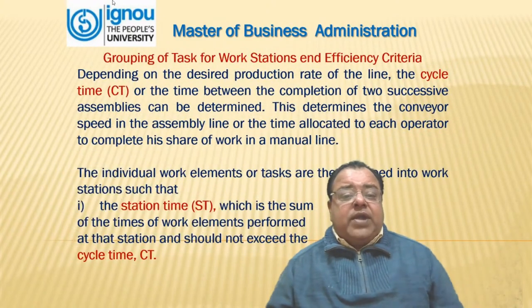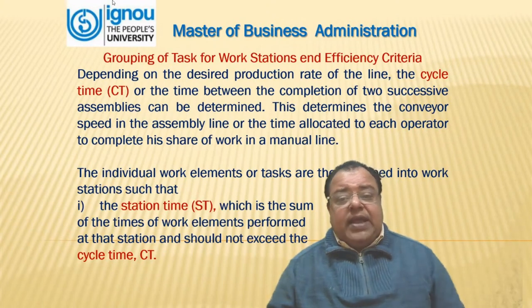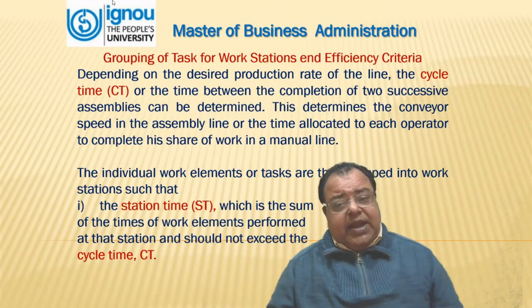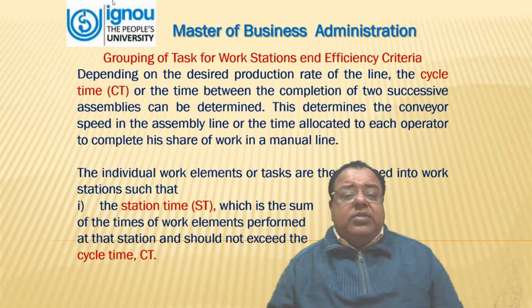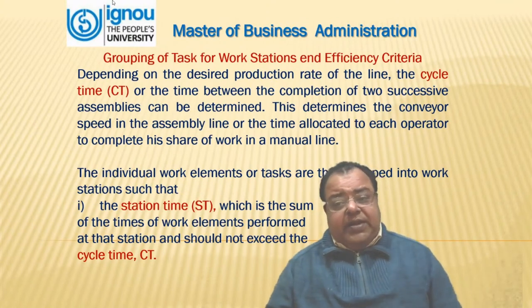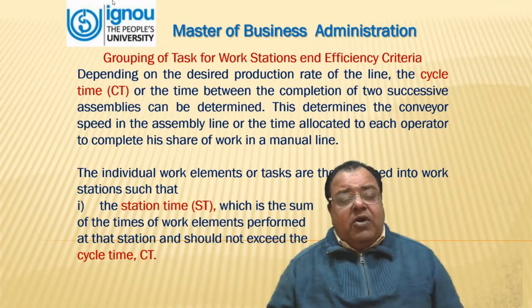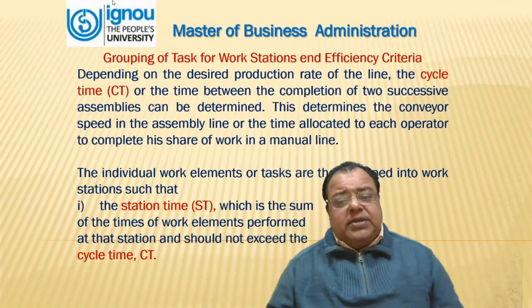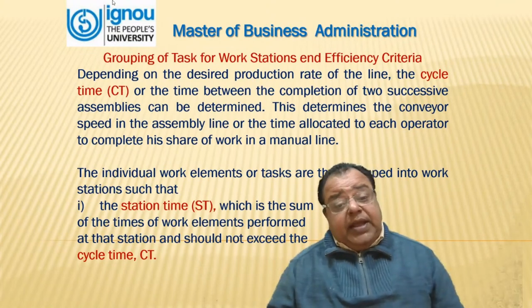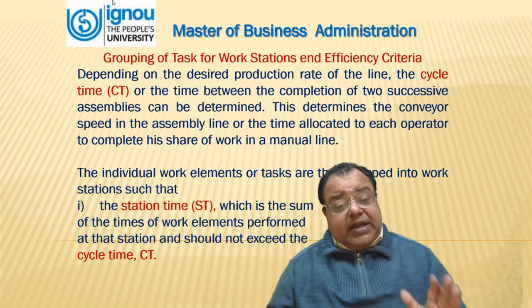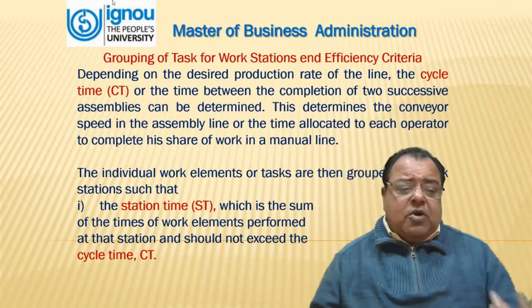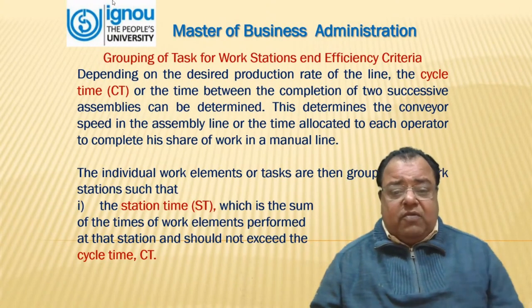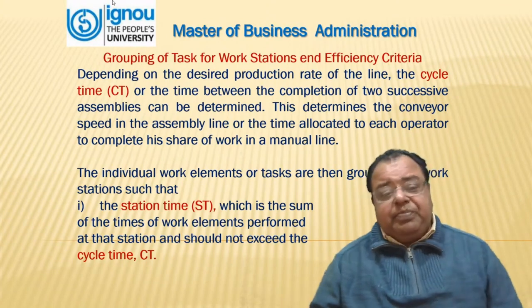Now, grouping of tasks for workstations and efficiency criteria. Depending on the desired production rate of the line, the cycle time, we call it CT, or the time between the completion of two successive assemblies, can be determined. This determines the conveyor speed in the assembly line or the time allocated to each operator to complete his share of work in a manual line.